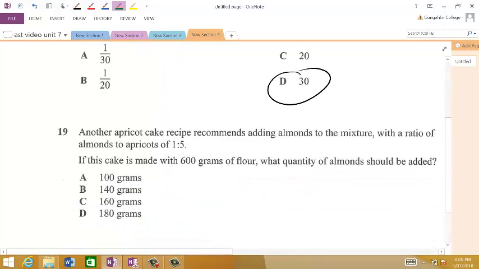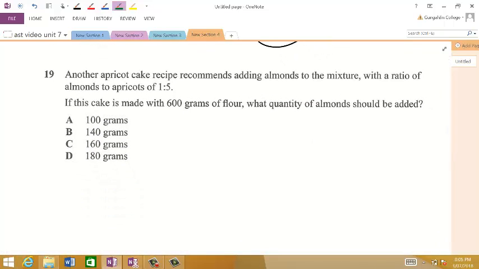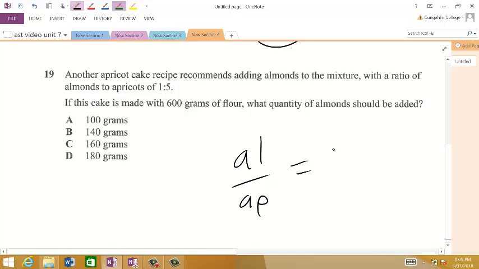Okay, let's do question 19. Another apricot cake recipe recommends adding almonds to the mixture with a ratio of almonds to apricots of 1 to 5. So this means almonds over apricots equals 1 over 5. If this cake is made with 600 grams of flour, what quantity of almonds should be added? Okay, so we've got our new equation, almonds over apricots equals 1/5, and we're talking here about apricots and flour.